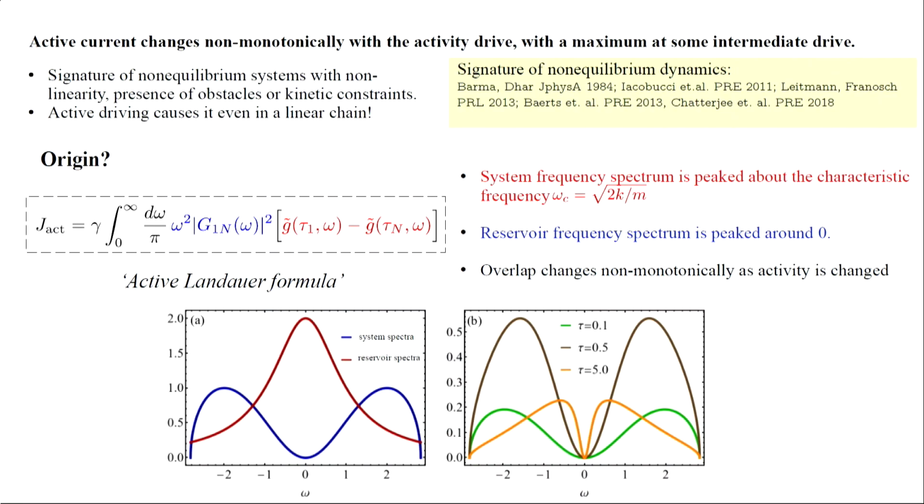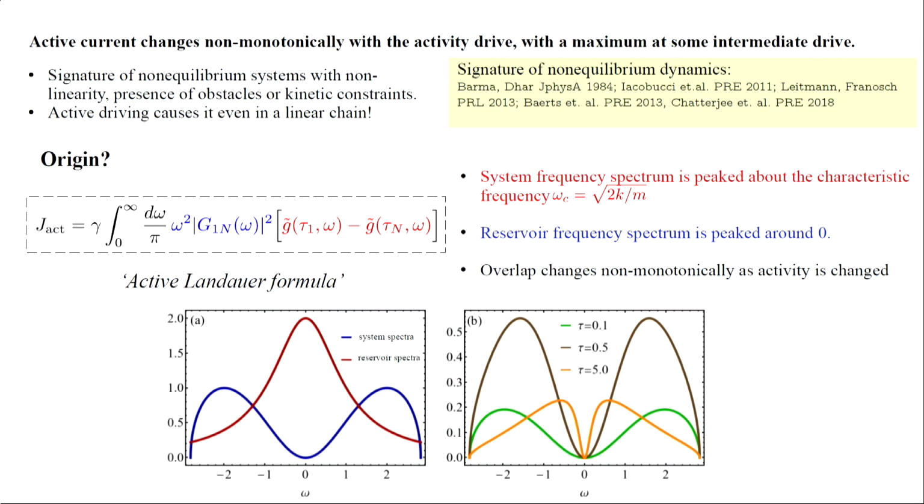So this negative differential conductivity is actually a signature of non-equilibrium dynamics. It has been previously seen in systems with nonlinear models, and with models where there are different kinetic constraints. These are a few examples, but interestingly, the presence of active reservoirs causes this negative differential conductivity to occur in a linear chain.